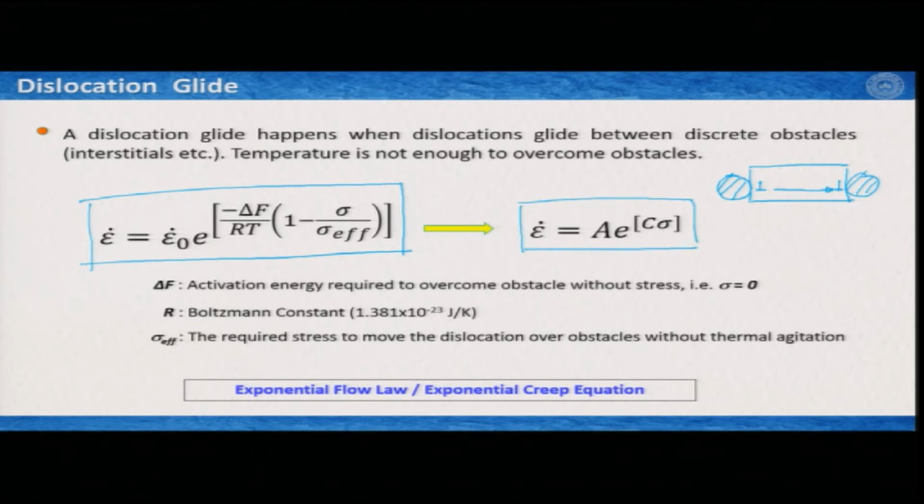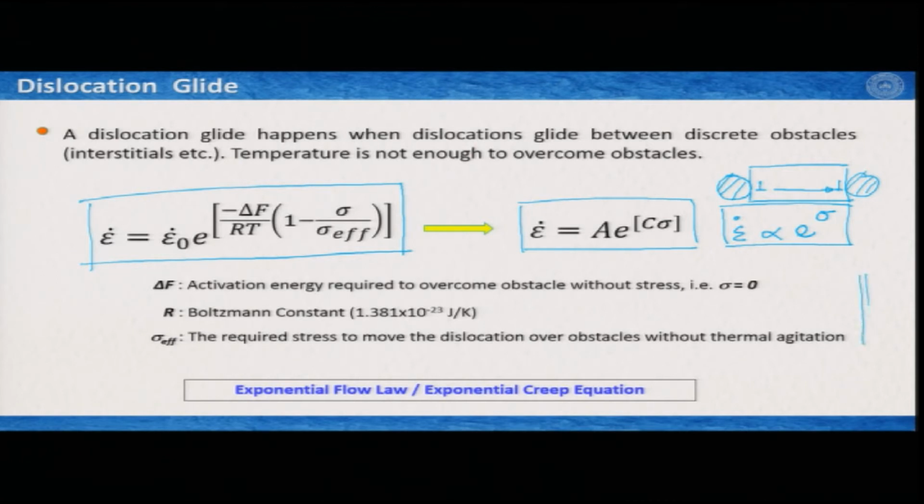What is important here, if we simplify it, is that strain rate is proportional to sigma, to stress, with an exponential term. So, that is known as the exponential flow law. So, what are the different parameters here? For example, delta F here is activation energy, R is the Boltzmann constant, sigma effective is the required stress to move the dislocations over obstacles without any thermal agitation and so on.